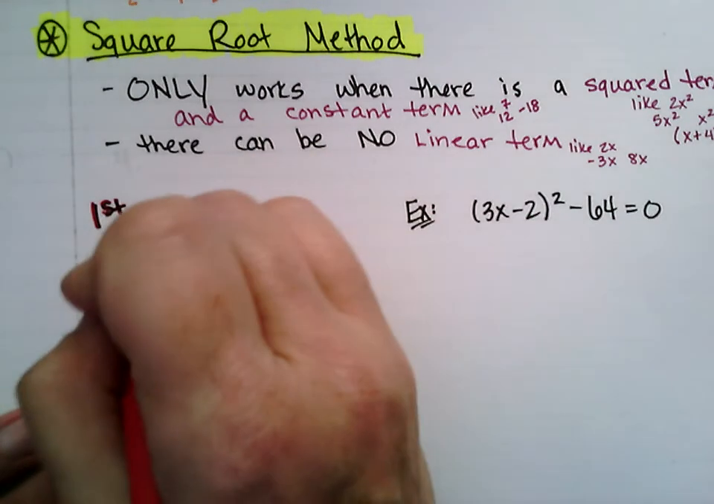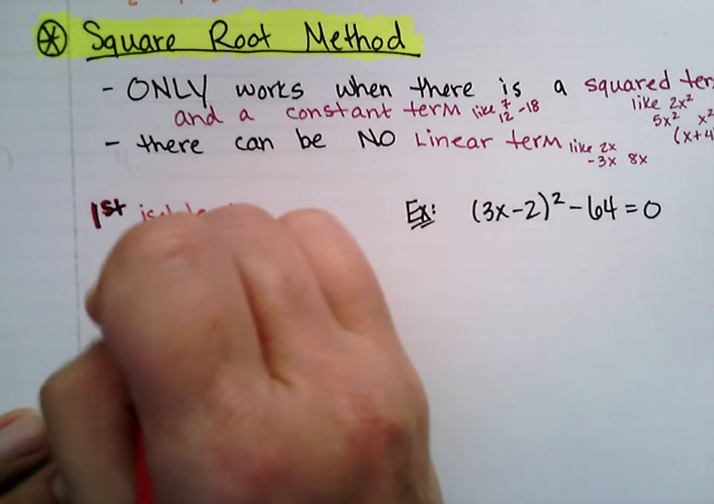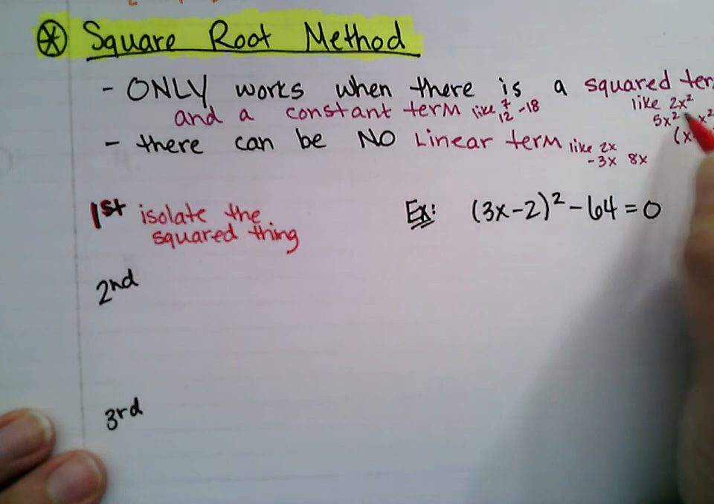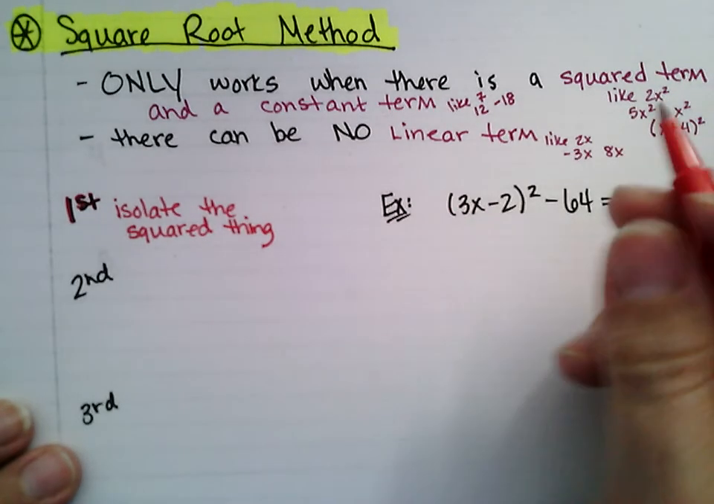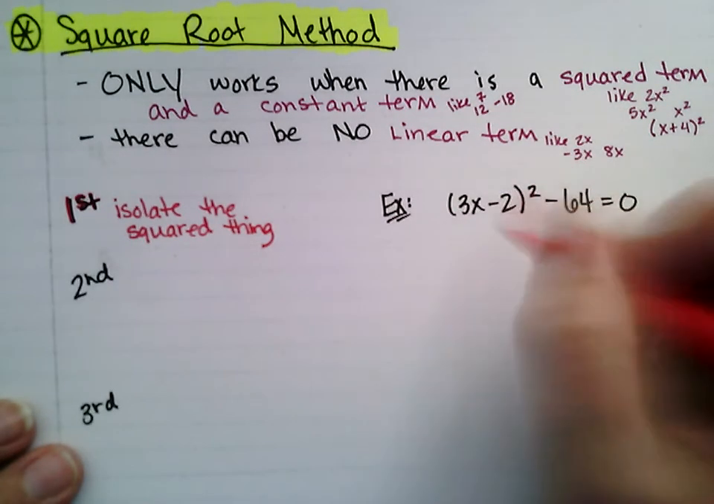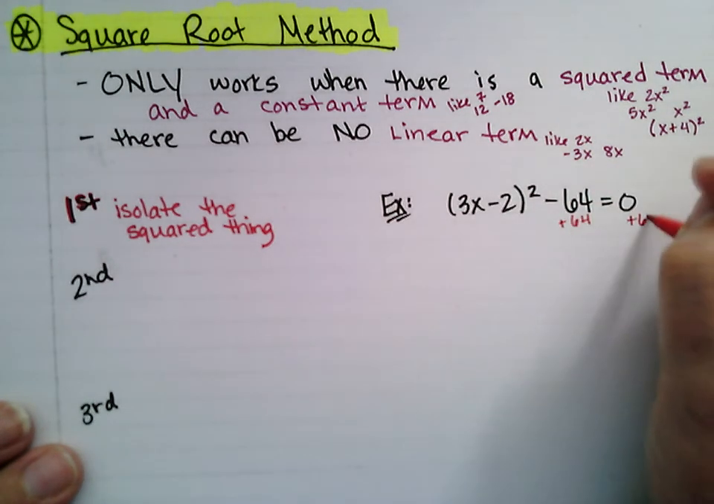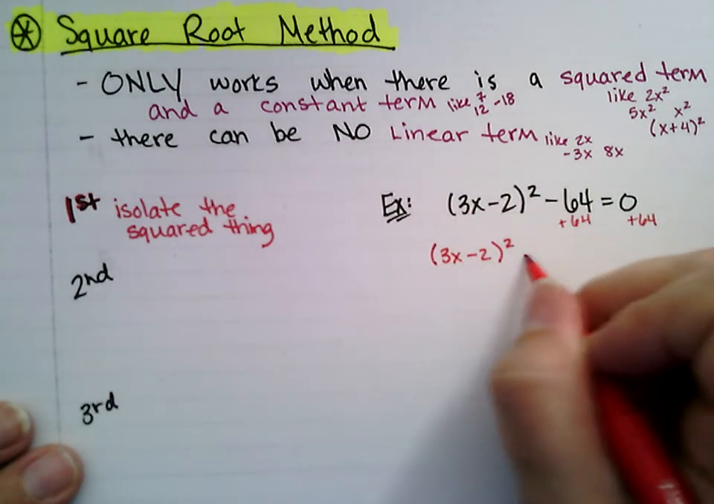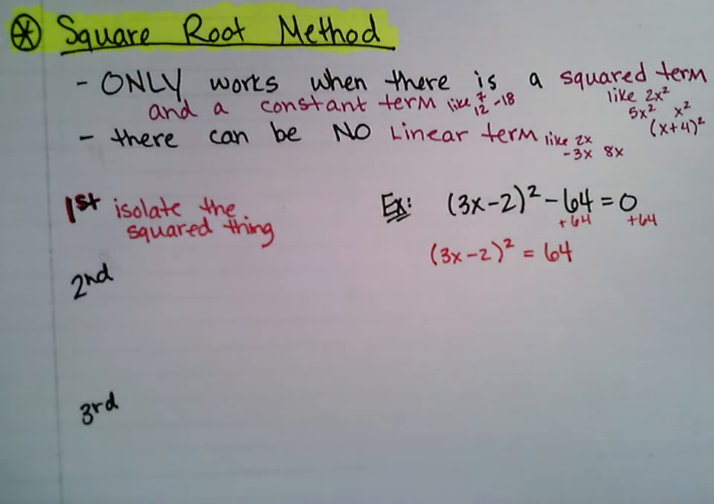So the first thing we're going to do is isolate the squared thing. So if we had 2x squared, we would just want to isolate x squared. 5x squared, we would want just x squared. In 3x minus 2 squared, the 3x minus 2 squared is the squared thing. So we will need to get the 64 onto the other side, and we'll have 3x minus 2 squared equals 64. That is the squared thing isolated by itself.